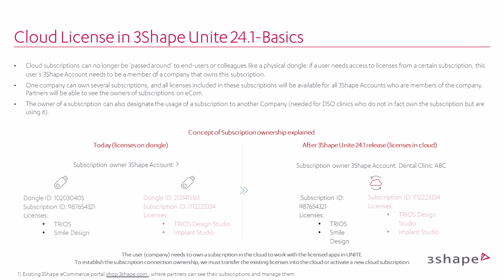In Unite 23.1 and older versions, subscriptions resided within physical dongles. However, in Unite 24.1, all subscriptions are managed within a 3Shape account company. This company holds ownership over a subscription ID which contains all paid licenses. All employees or members of that company have access to licenses within that subscription ID. To work with licenses in Unite 24.1, a company must own a cloud subscription. This involves transferring existing dongle licenses to the cloud or activating a new purely cloud subscription.